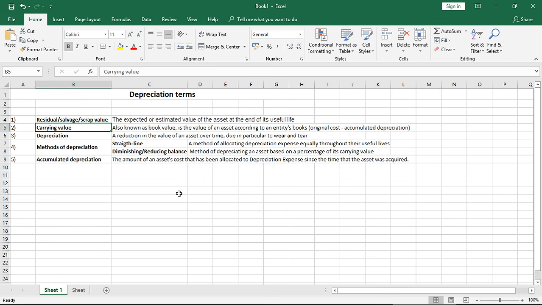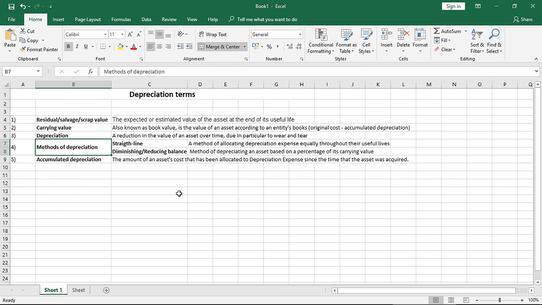And then the third one we'll be looking at is depreciation. What is depreciation? Obviously, we're looking at depreciation terms, so I'm sure we would know what depreciation is. But depreciation is simply a reduction in the value of an asset over time, due in particular to wear and tear. We know something like a vehicle or building loses value as time goes by, and that is known as depreciation. It depreciates.